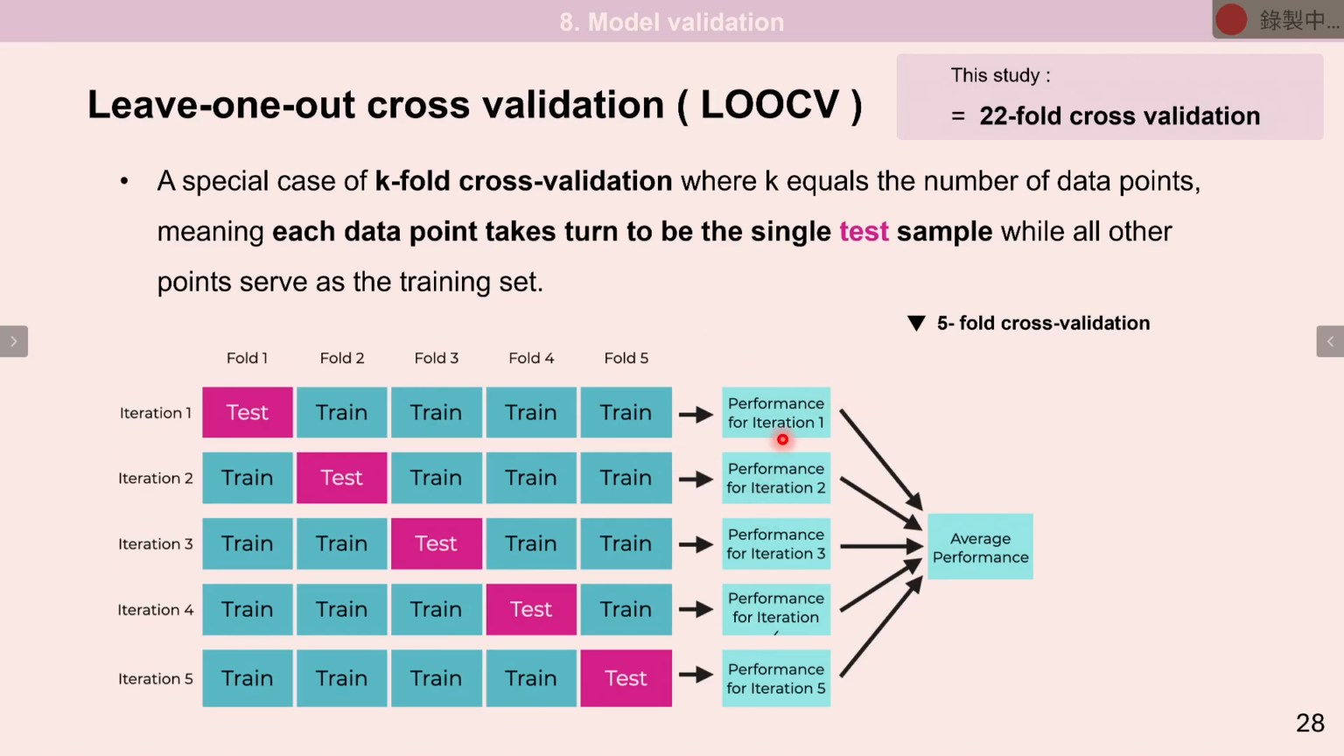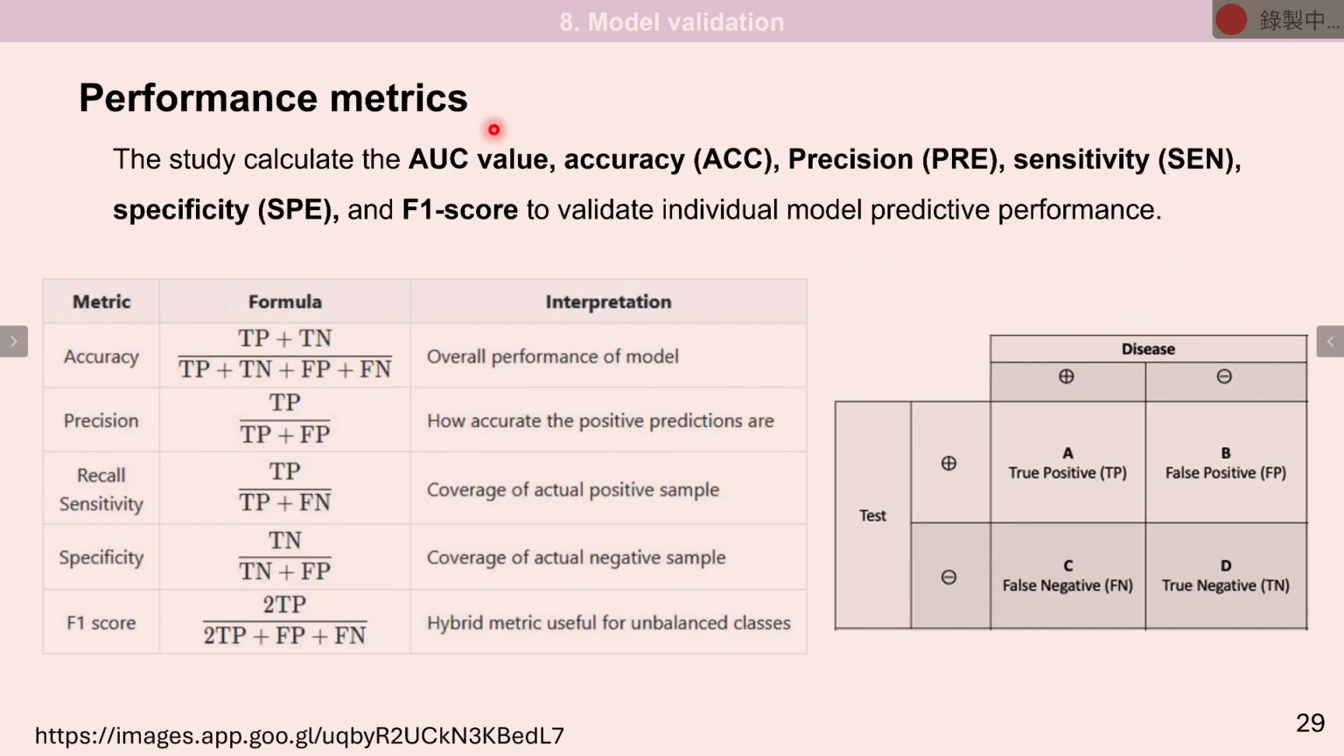And so in our study, leave-one-out validation is also equal to 22-fold validation. And using the validation method just mentioned, next, our study uses 6 metrics to quantify the overall performance evaluation, including AUC value, accuracy, precision, sensitivity, specificity, and F1 score to validate the overall predictive performance.